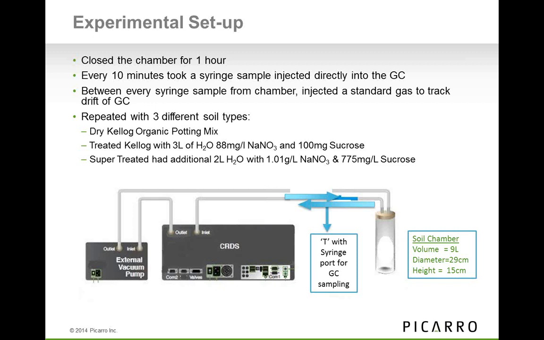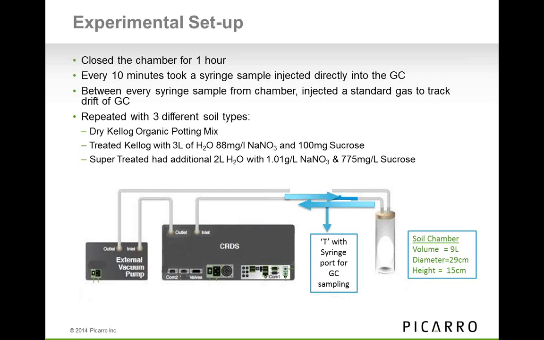Then we took the syringe and injected it directly into the GC so we could take out any systematic error that's involved in putting samples in vials or even storing a syringe for a longer time. Between those 10-minute injections, while we were waiting, we put a standard gas sample into the GC to measure, so we could track the drift of the machine and see if we had any unexpected drift.